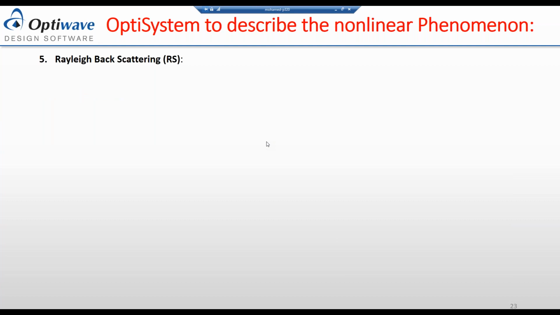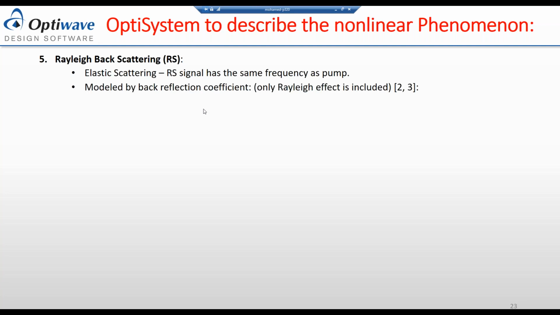Okay, let's go to the scattering part. We have three examples of the scattering part. The scattering part means there is interaction of the light with the structure of the medium of propagation. As we said, we have two kinds of scattering. The first one is inelastic, which means the frequency of the generated signal is not the same as the frequency of the source, and in elastic scattering the frequency would be the same. So Rayleigh backscattering is an elastic one.